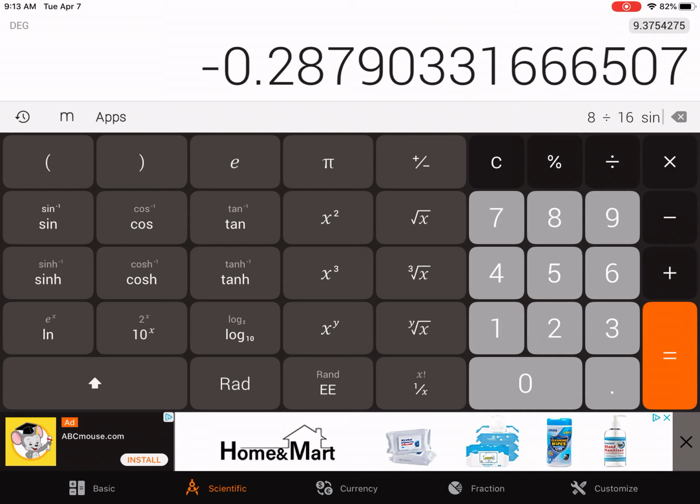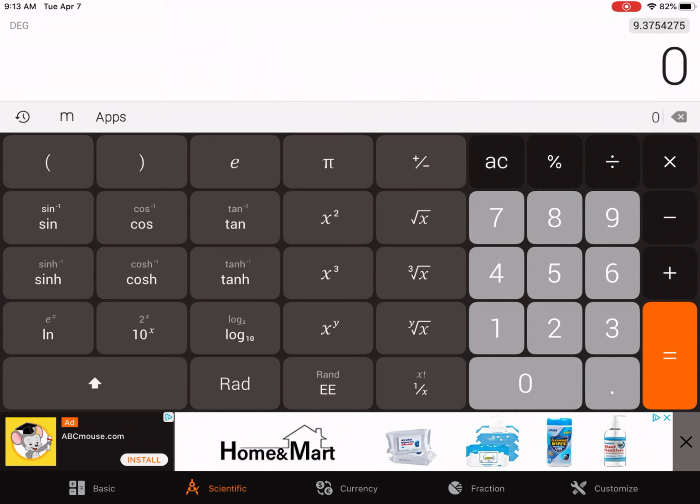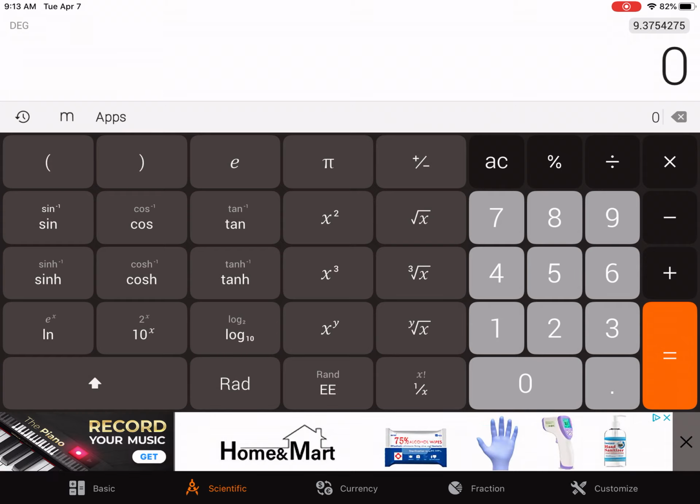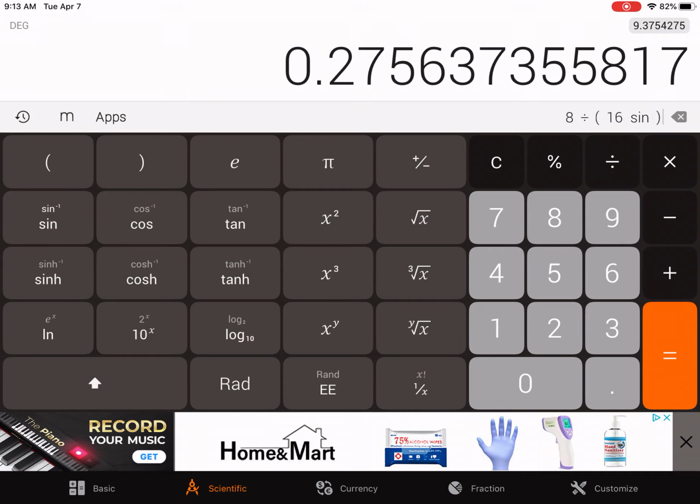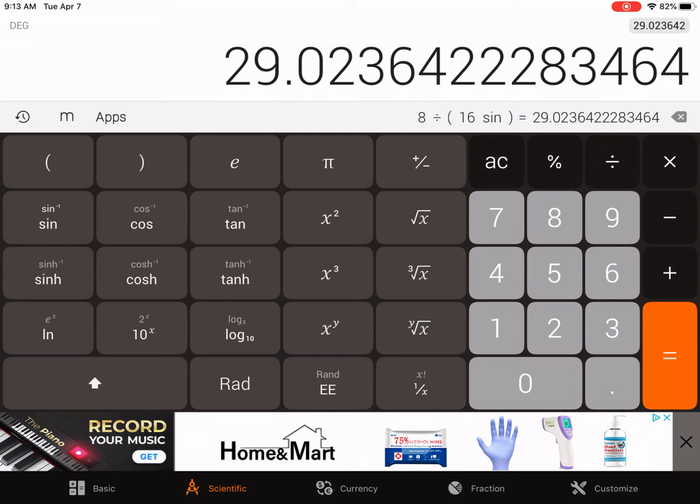And that's still in radians, because that should be a positive. Hold on. Eight divided by, let's try parentheses, sine 16. No, that cleared it. 8 divided by parentheses 16 equals 29.02.